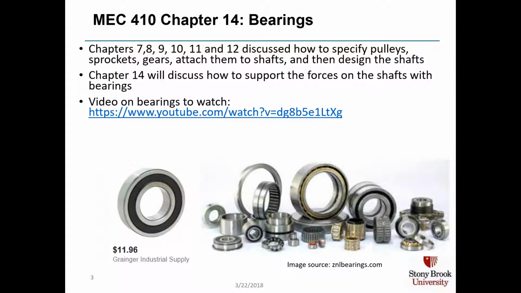We also have a very good video for you to watch, and that's on YouTube. It's all about how you assemble bearings into machines and gets into the video details of how a lot of the components work. In the picture here on the bottom, you do see all the different types of bearings that we're going to study in this class today.